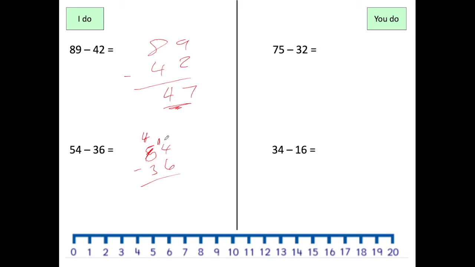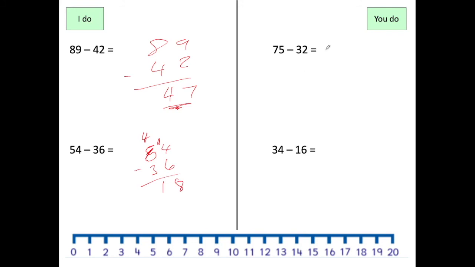So we've got 14 take away 6. If we want to do that on the number line, we can do that. We've got 14, 1, 2, 3, 4, 5, 6, leaves us with 8, and 4 take away 3 equals 1. So now if you can attempt the questions on the right hand side, pause the video for about half a minute to a minute, and we'll go through the answers.